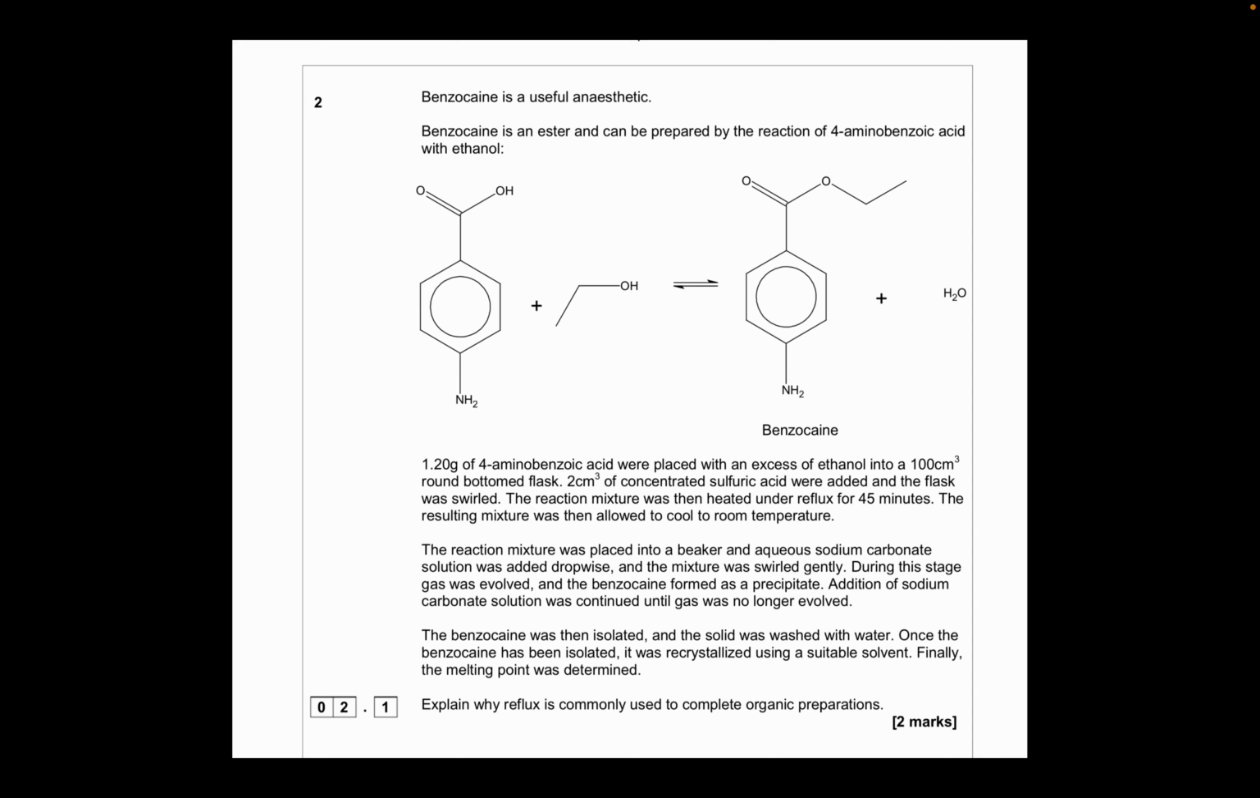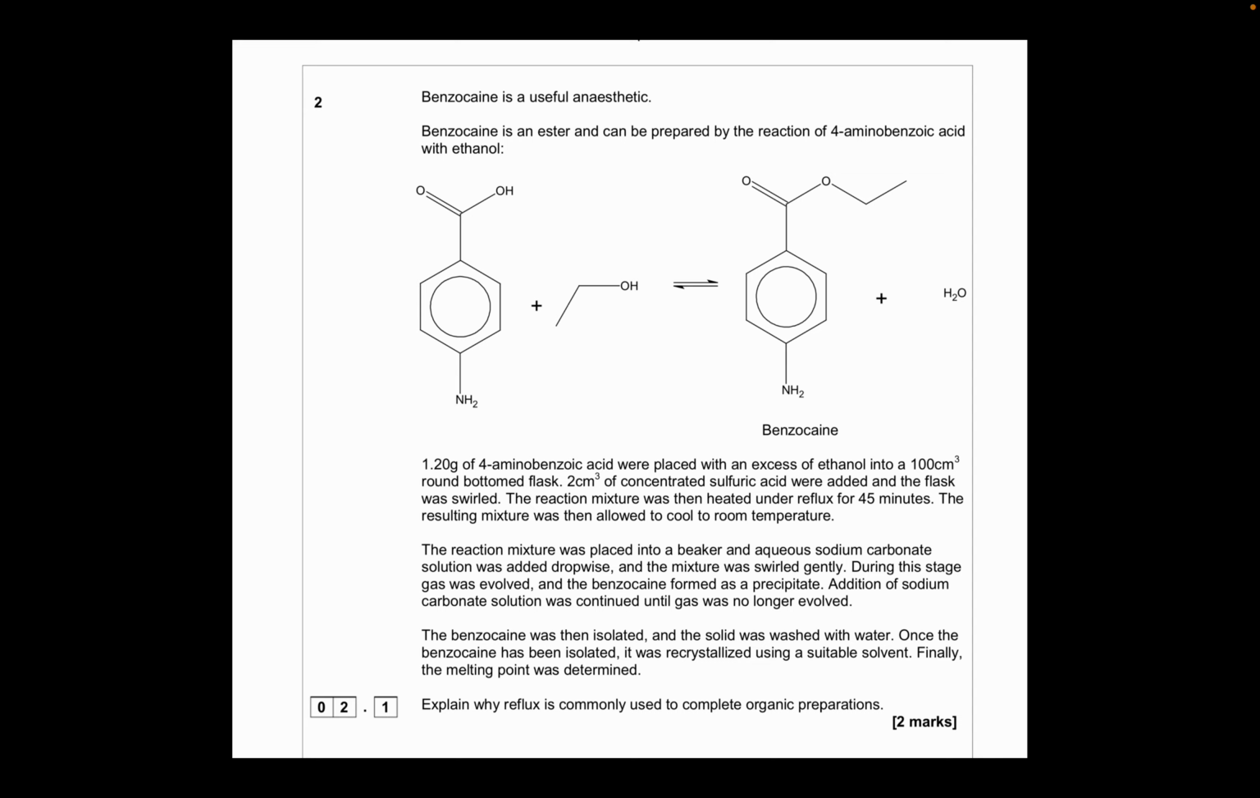Ethanol, if you name the skeletal formula, is 1,2, so that means it's ethanol. There are 2 carbons over there. So this paragraph is about 1.20 grams of 4-aminobenzoic acid. Look at the keywords: excess ethanol, concentrated sulfuric acid, reaction mixture, addition of sodium carbonate, isolation of benzocaine, solid, wash with water, recrystallization, and the melting point was determined.